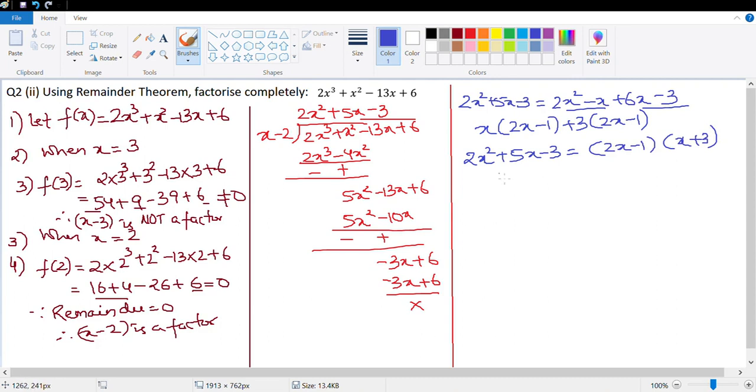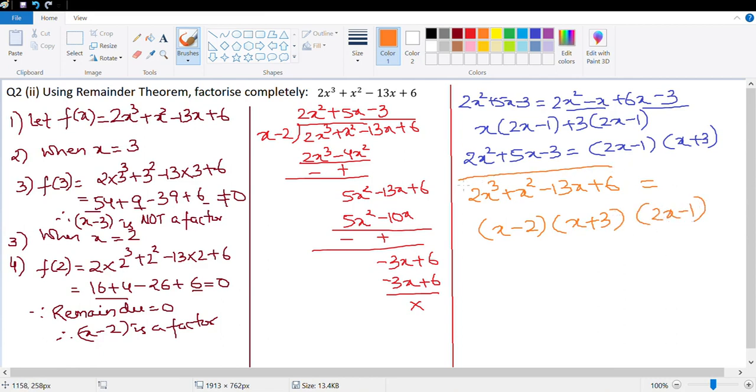Okay, now the final answer in the form of the question, which will be 2x cube plus x square minus 13x plus 6 is equal to the multiplication of all the factors that we figured out. The first one we figured out was x minus 2, then x plus 3, and then 2x minus 1. Perfect, that's our final answer. Let's look at the next question.